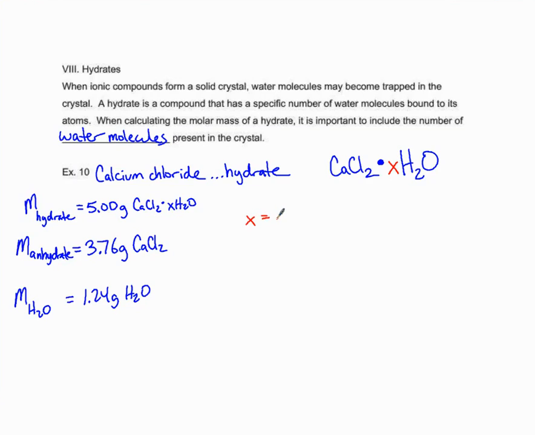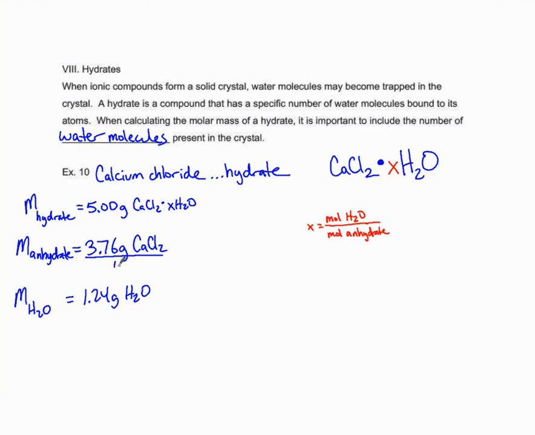So X equals moles of the H2O divided by the moles of the anhydrate. So that means we're going to have to change grams of anhydrate to moles and grams of water to moles.